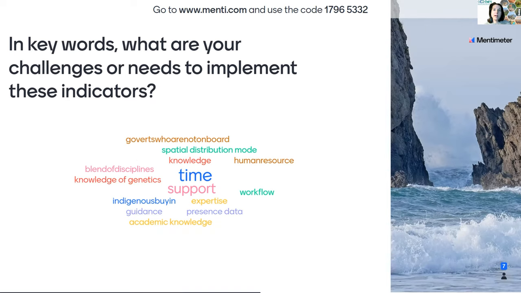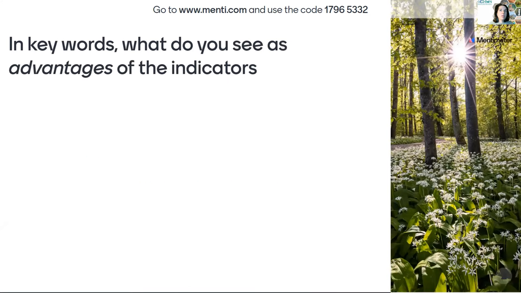Guidance, academic knowledge, human resources. Yeah, so as Sean said, this is very helpful for us to understand your challenges and needs so that we can position ourselves better. And maybe I'll ask another question. What do you see as advantages of the indicators? And a keyword again.